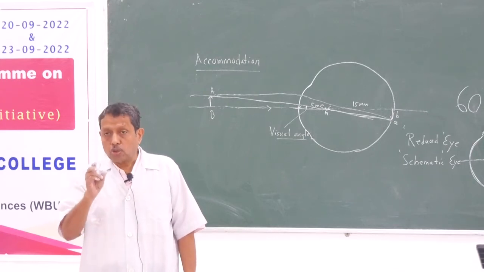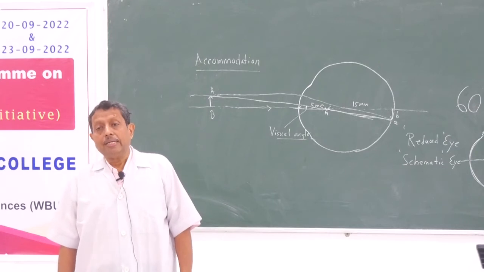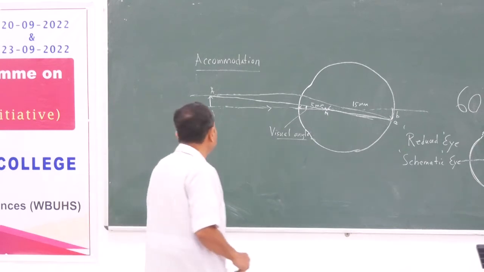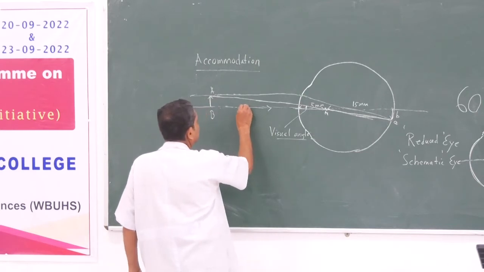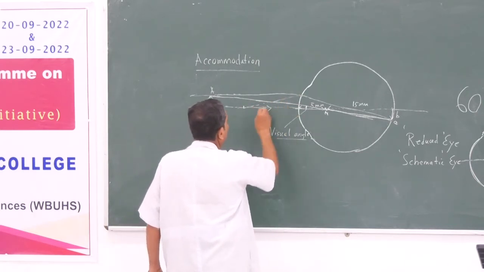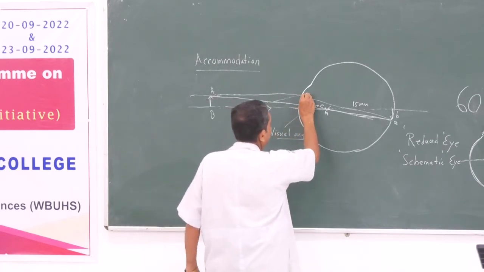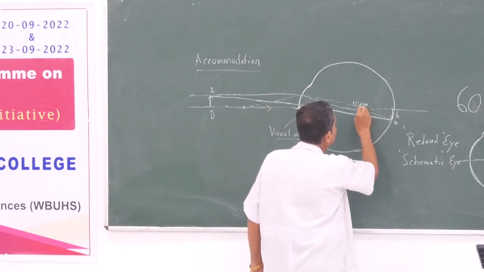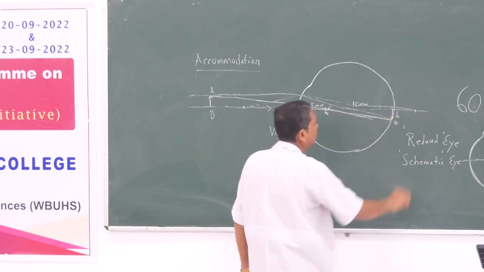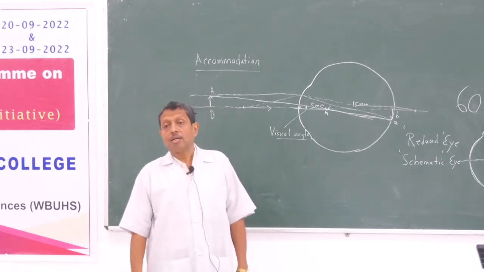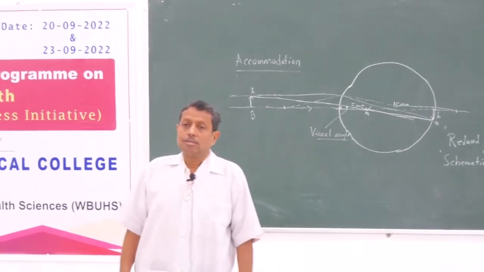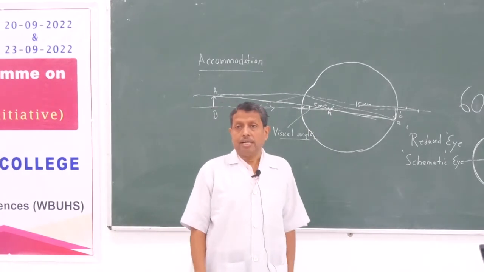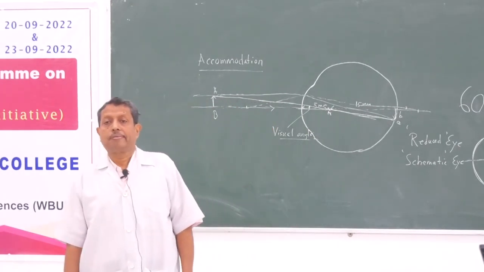But when it comes closer than 6 meters or 20 feet, then there is divergence. Suppose a nearby point, then there is divergence, and without any change it will be refracted to a distant point, behind the retina.